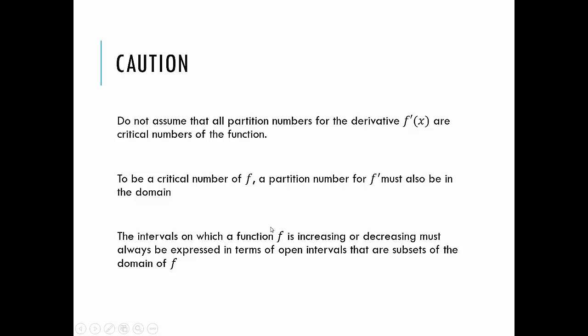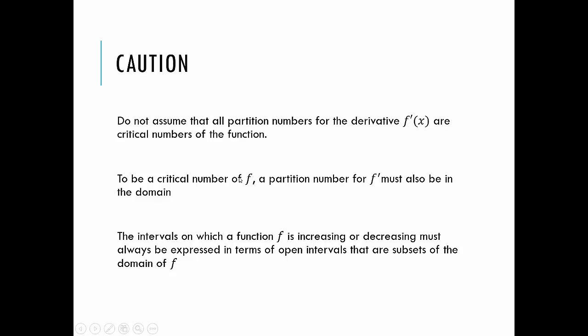The intervals on which a function is increasing or decreasing must always be expressed in terms of open intervals that are subsets of the domain of the function. So in other words, when we say where is a function increasing and decreasing, we are looking at the actual function, not the derivative, and then we put it on open intervals, meaning like from -infinity to 2 and so on, like what we just did.